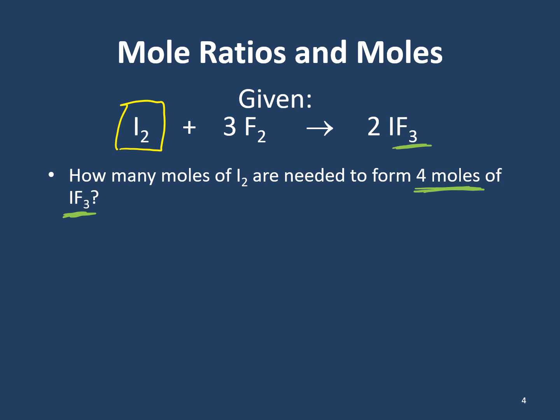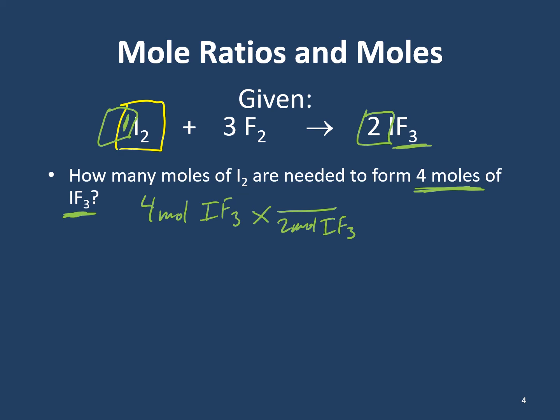Well, I can calculate this using the fact that I know 4 moles of IF3 here is what I want to make. Then I can use a mole ratio here to figure out how many moles of I2 I would need. I know that every time this reaction occurs, I form 2 moles of IF3. And over here we don't have a number because it's 1 technically, right?